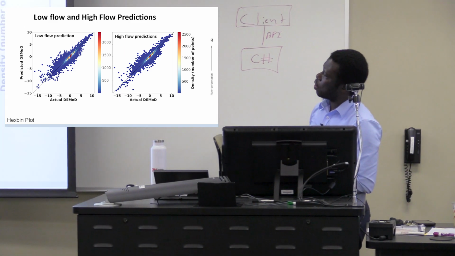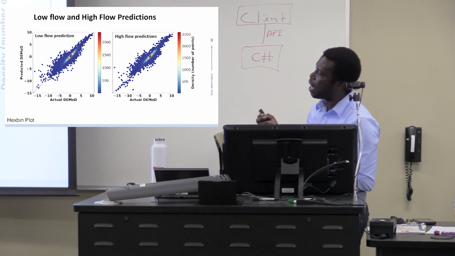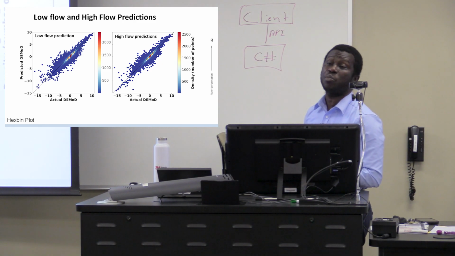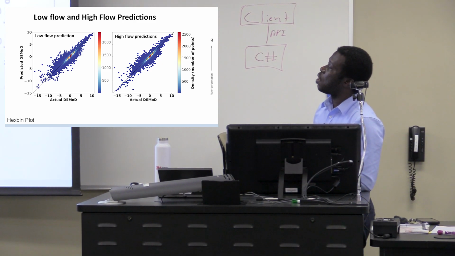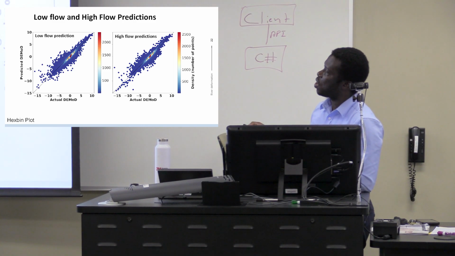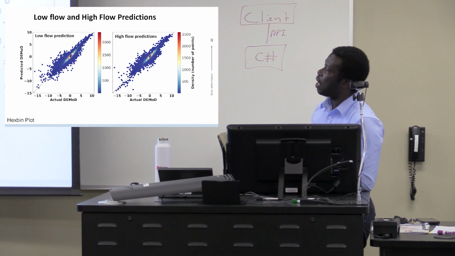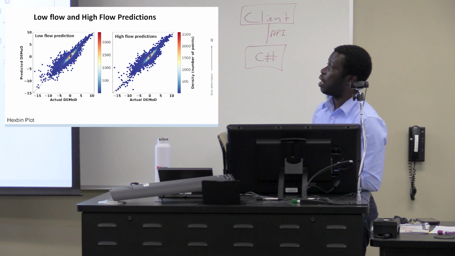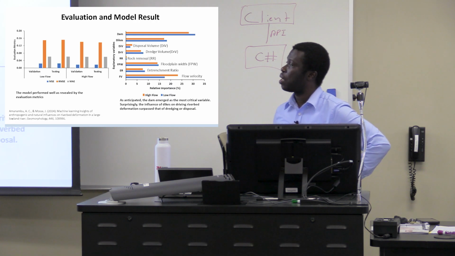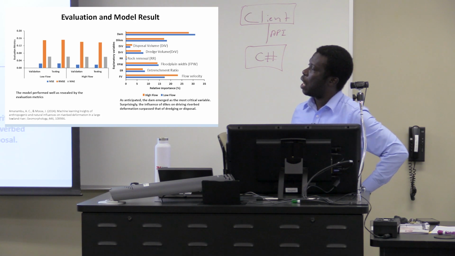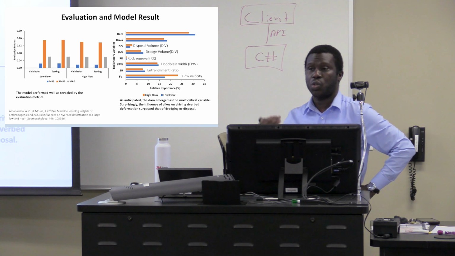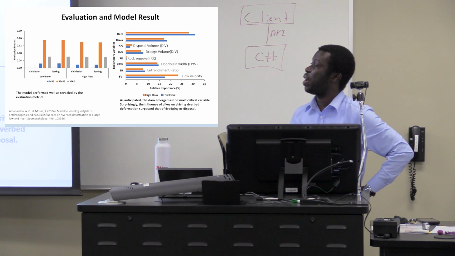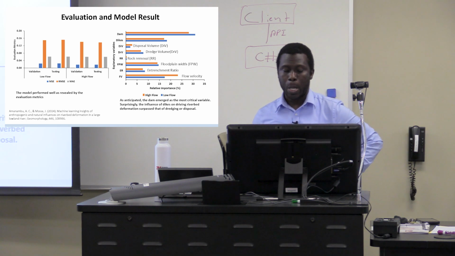For the random forest, we tried to use the Hexbin plot to see how well the model actually performed. When you look at the red dots, you see most of the points were concentrated at the red and at the yellow dots, and fewer were at the blue, signifying that the model performed well for both low flow and high flow predictions. And also for evaluation, you see most of the evaluation metrics show very low values, signifying that the model performed very well.